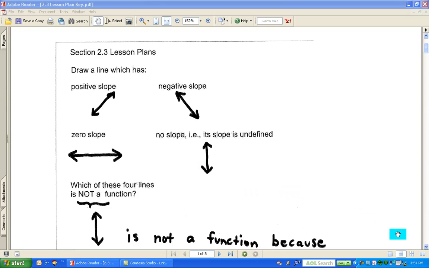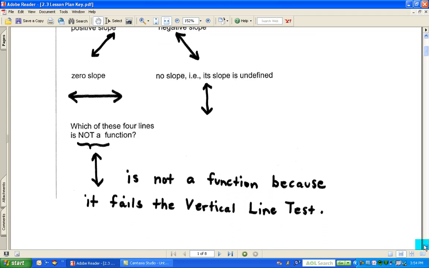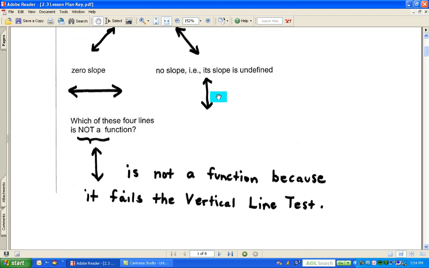Good. Now, one last question. Which of the following four lines is not a function? The vertical line is not a function because it fails the vertical line test. If you put a vertical line on top of a vertical line, it will cross it more than once. In fact, it crosses it all the time. So if I asked you to draw a line for me that was not a function, the only kind of line you could draw would be vertical.